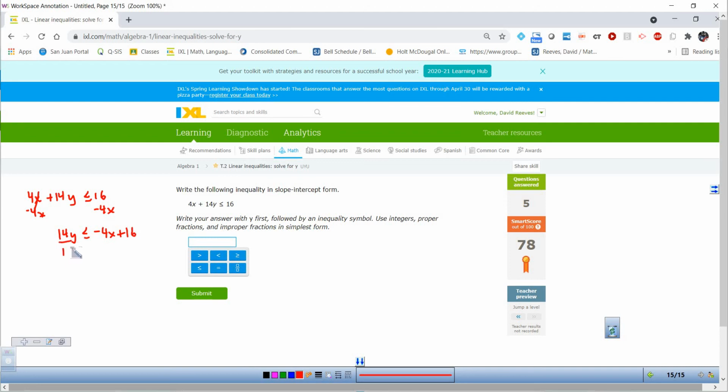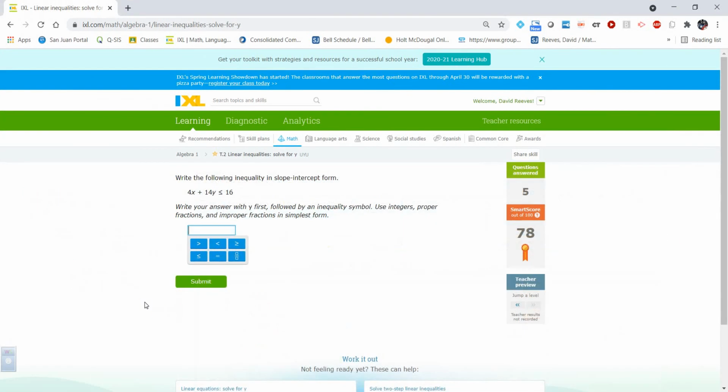Then I'm going to divide everything by 14. Y is less than or equal to. Now this one does simplify. I could divide both of those by 2, and I get negative 1/7 x. And this one also does simplify. 16 divided by 14 becomes 8/7. Let's see if I can get this one right. Negative 1/7 x plus 8/7, and it's a less than or equal to.